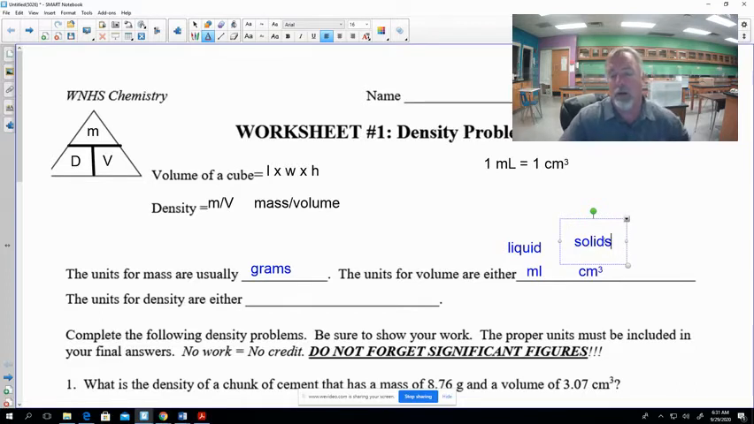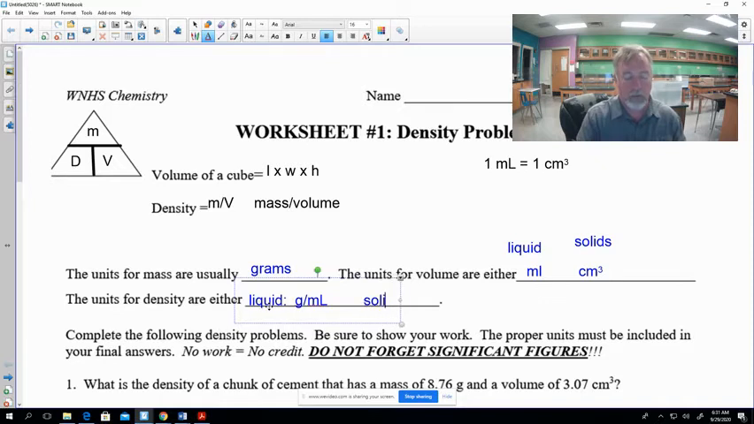And that's how we'll get their masses in grams and their volumes in centimeters cubed. So that means the units for density depend on what we're talking about. If we're talking about a liquid, then our units for density are going to be grams per milliliter. If we're talking about a solid, then our units for density are going to be grams per cubic centimeter.